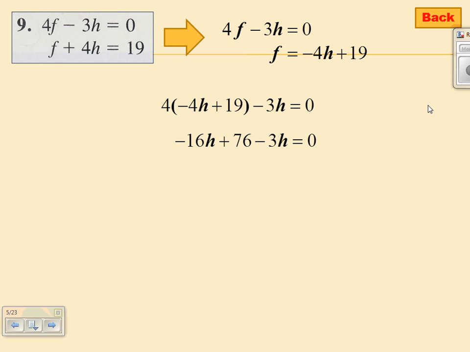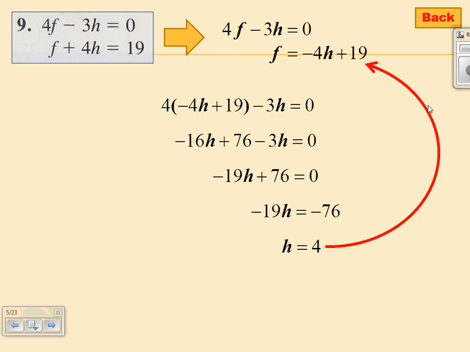I add like terms. I then get negative 19h plus 76 equals 0. And then I subtract 76 from both sides. The last step that I'll do for this part is divide everything by negative 19 to get h equals 4. I then plug 4 into the easier equation, which I believe is the bottom one. I then get f is equal to 3. So my answer at the end is 3, 4, in alphabetical order.